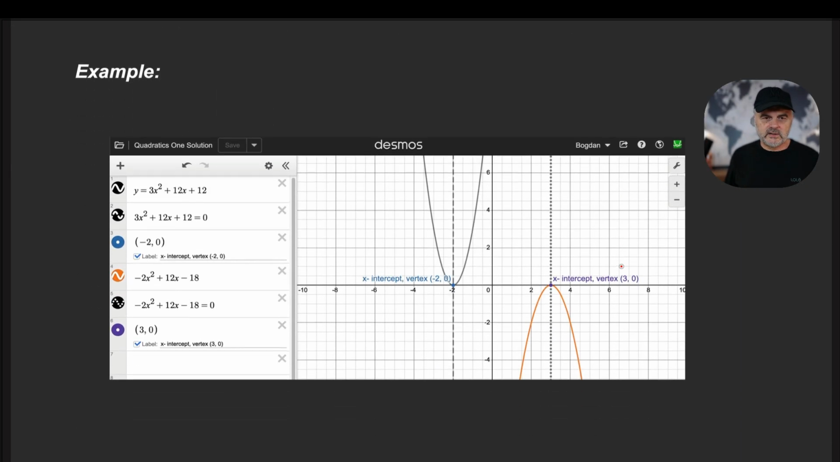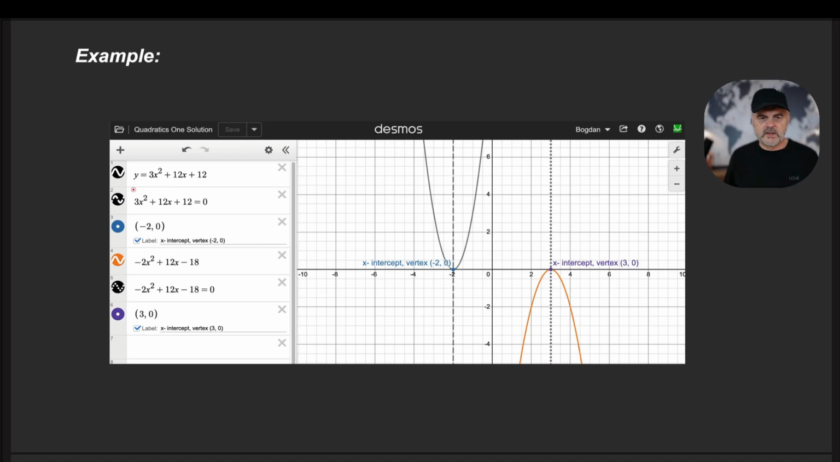Then there is another example that we will walk you through, which shows 3x squared plus 12x plus 12. In this example, it happens that the parabola sits somewhere else, away from the 0, 0 origin. It was transformed, shifted to the left by a couple of units, and the vertex still sits on the x-axis.